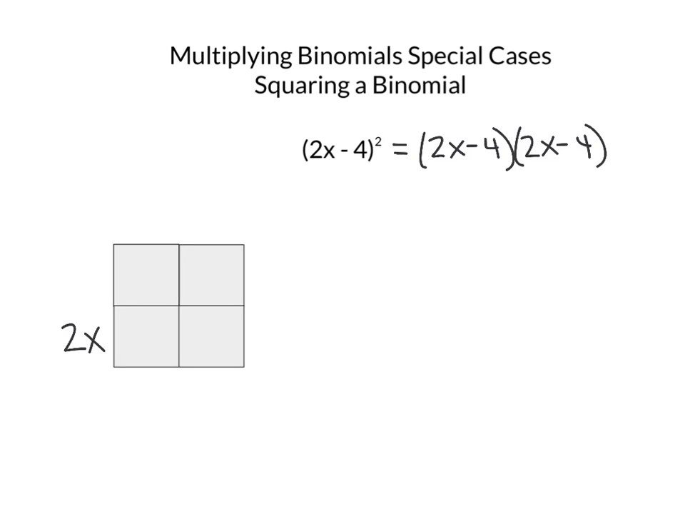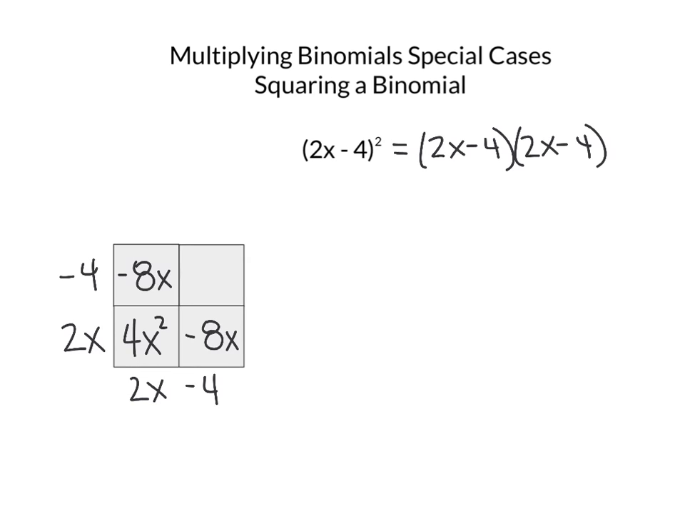So I'm going to take 2x minus 4 and 2x minus 4. I wrote those on the left side and the bottom side of my boxes. And I'm going to go ahead and fill them in. So 2x times 2x is 4x squared. Then I go over here to the right, 2x times negative 4 is negative 8x. I go up to the top left, I've got negative 4 times 2x, which is negative 8x.